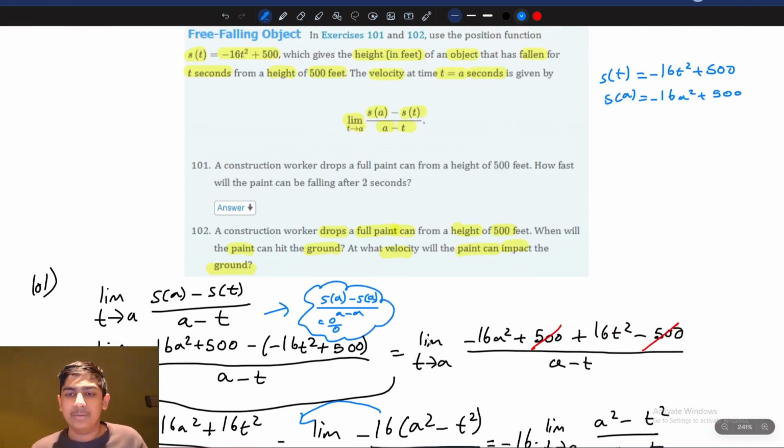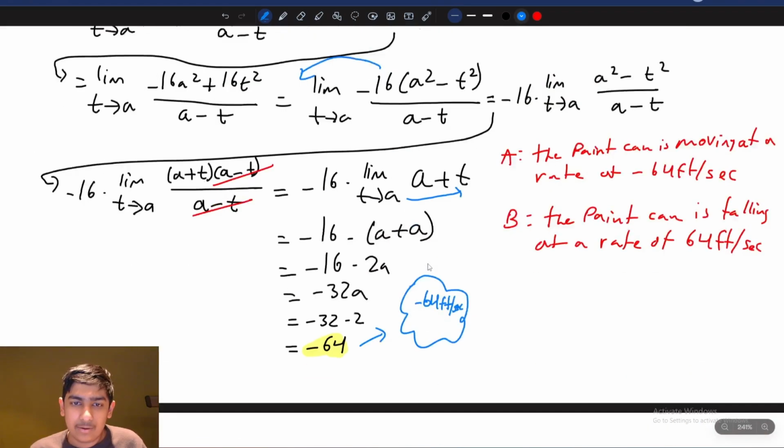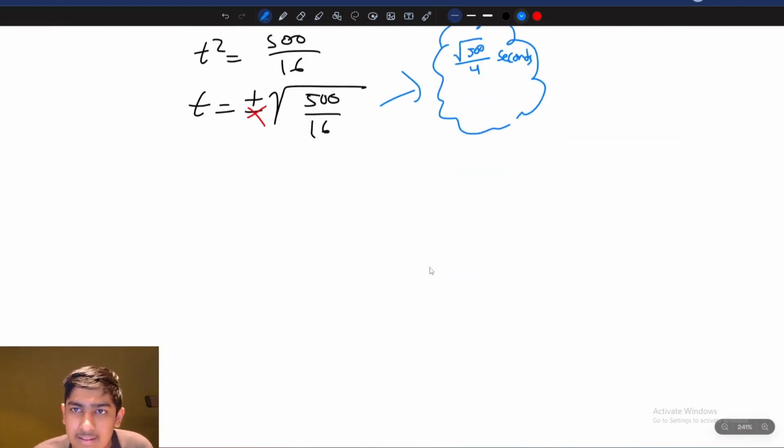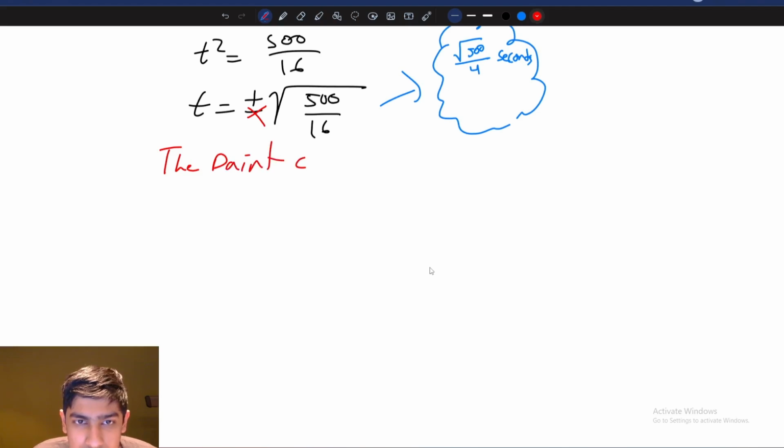So now we need to interpret this in the context here. When will the paint can hit the ground? This is a very straightforward response to that application. We can say the paint can hits the ground.